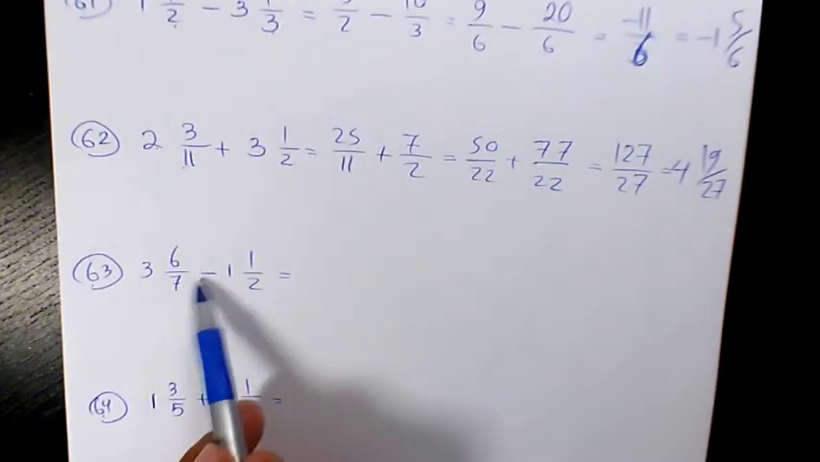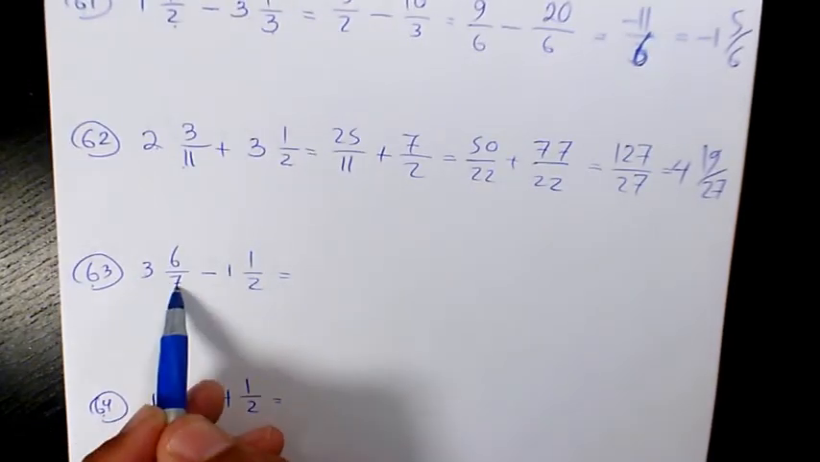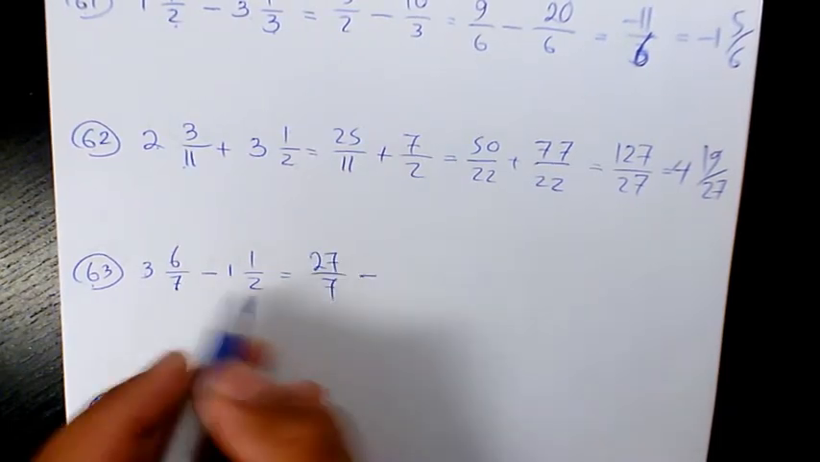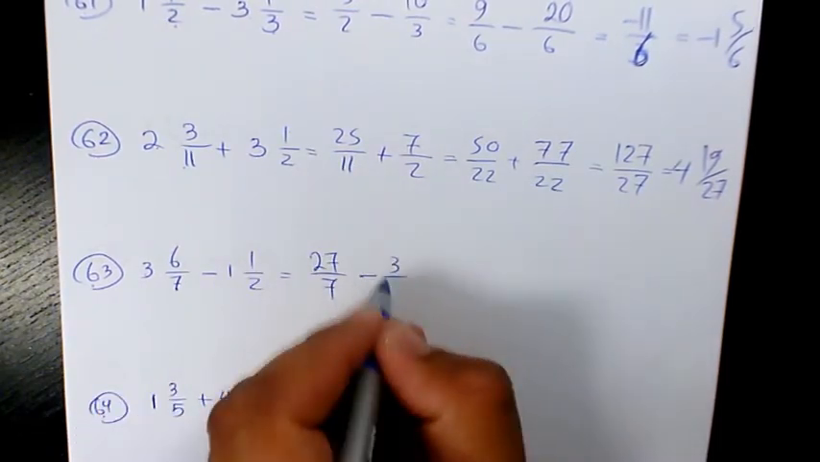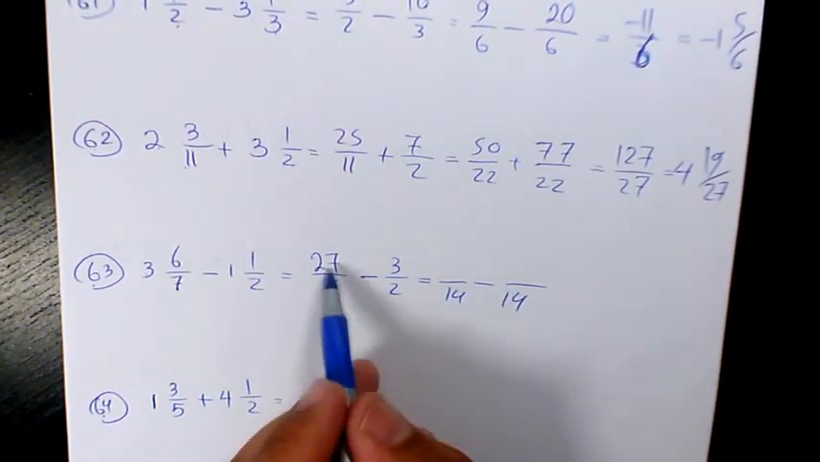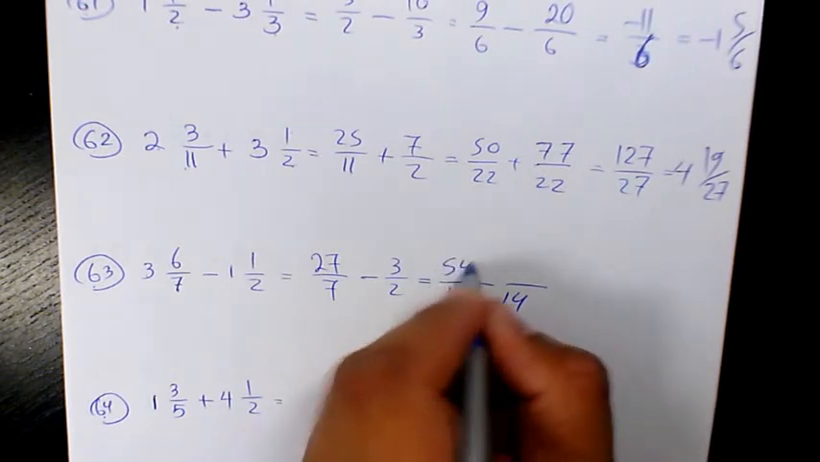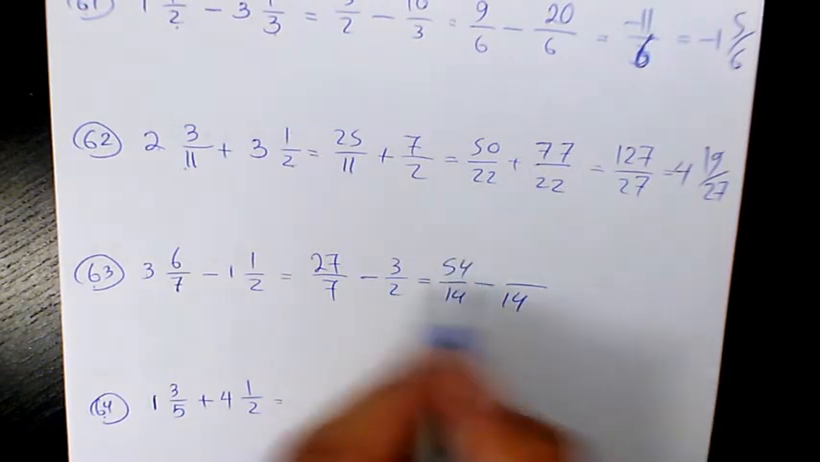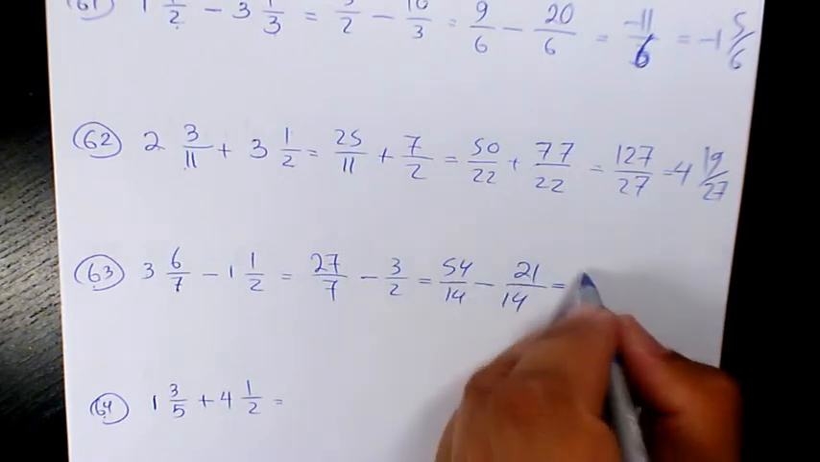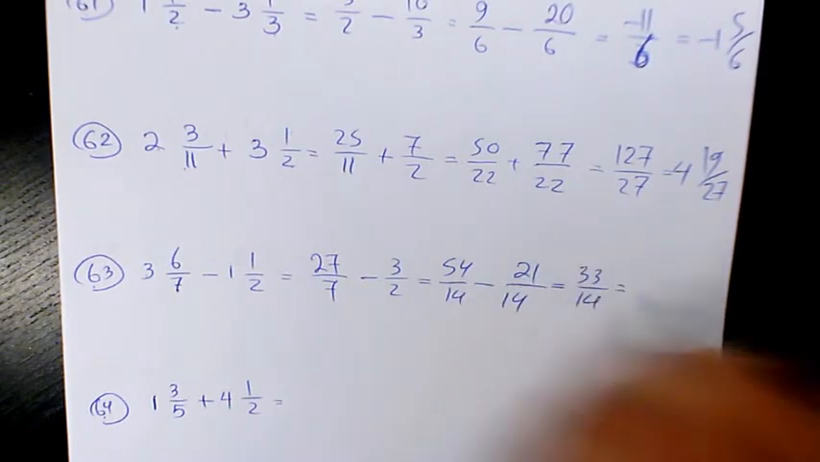3 6/7 minus 1 1/2. So 3 times 7, 21 plus 6 is going to be 27 over 7. 1 times 2, 2 plus 1 is going to be 3 over 2. When you find the common denominator, it's going to be 14 and 14. 27 times 2 is going to be 54. 2 times 7 is going to be 14. 3 times 7 is going to be 21. 54 minus 21 is going to be 33 over 14.